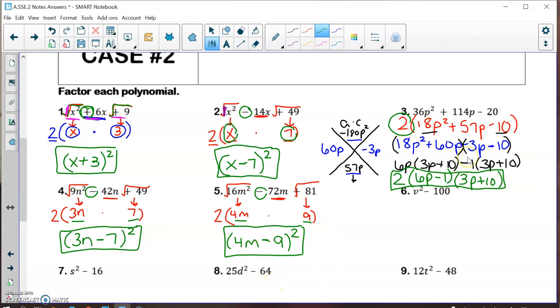Again, in number 3, we could not use the shortcut. We were forced to use the x method because this was not a perfect square trinomial.